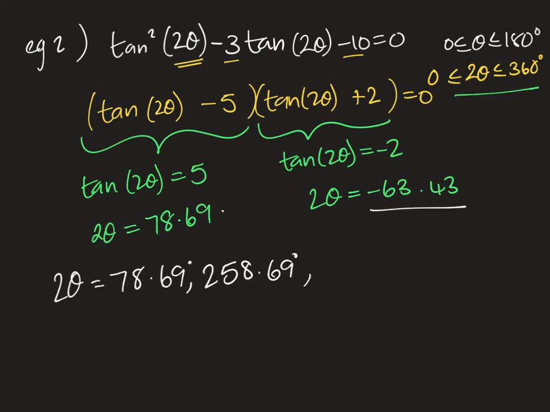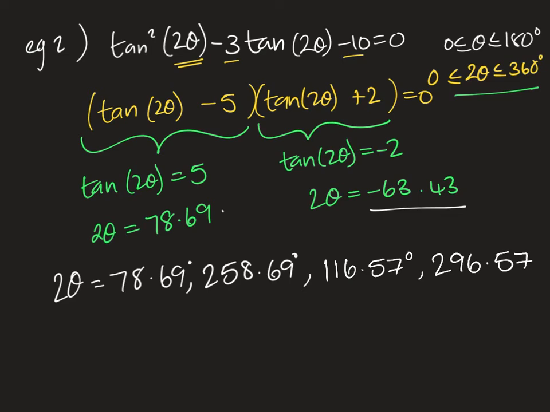The negative 63.43 I don't want because it's lower than 0 as my lower limit, but if I add 180, I get 116.57 degrees, and then add another 180, it's 296.57 degrees. If I added another 180, again that would go over 360, so I'll stop there.